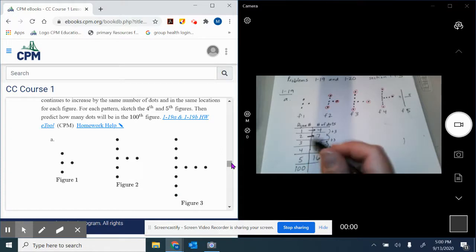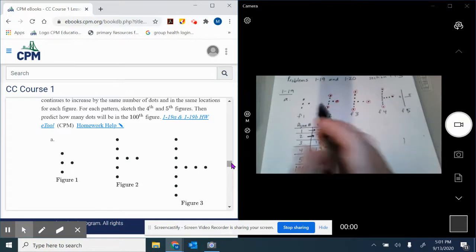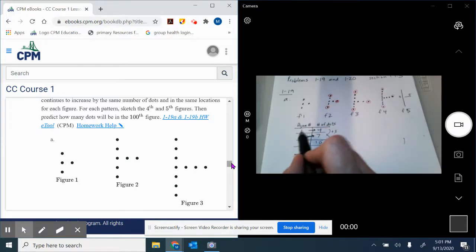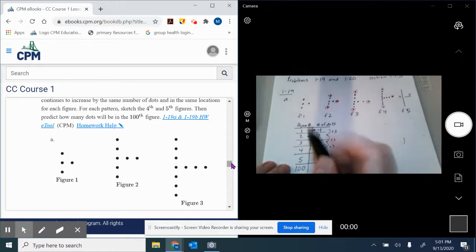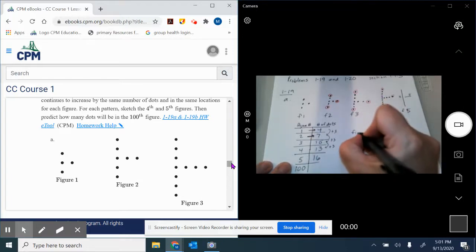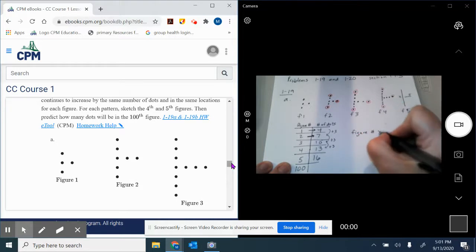So I'm going to kind of look at this pattern. I know something to do with threes, right? So 1 times 3 is 3, plus 1 is 4. Whoa, maybe I'm onto something here. 2 times 3 is 6. 6 plus 1 is 7. 3 times 3 is 9. 9 plus 1 is 10. Hey, I think this works. I think I can take the figure number times 3 plus 1 to get my number of dots.